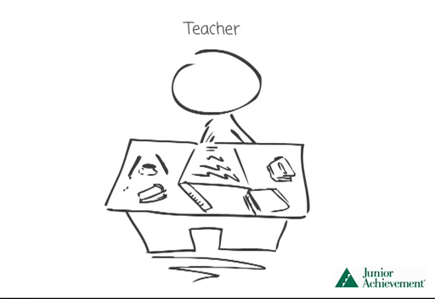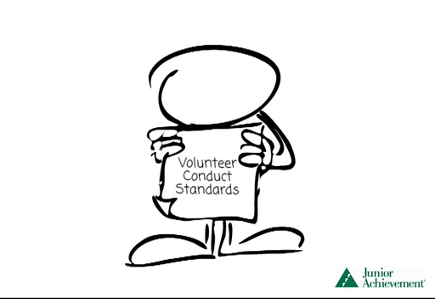Sometimes there are situations in which you should defer to your classroom teacher. For example, if a student asks for permission to go to the restroom, check with the classroom teacher. If a student becomes upset, first check to make sure the student is okay, and then ask your classroom teacher for assistance. For additional guidelines on working with students, please review the Volunteer Conduct Standards document you signed with your JA area representative.